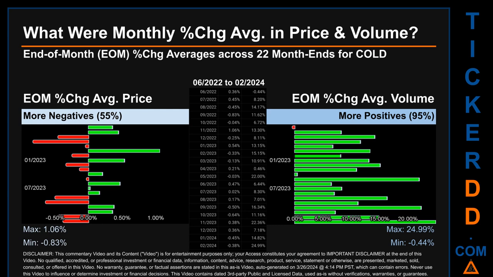Price saw an end-of-month max of 1.06% in average percentage change, along with a minimum of -0.83%. For volume, the maximum and the minimum monthly percentage change were respectively 24.99% and -0.44%.